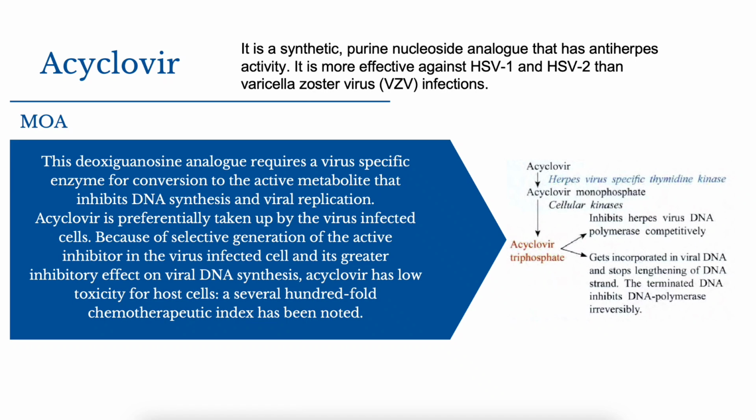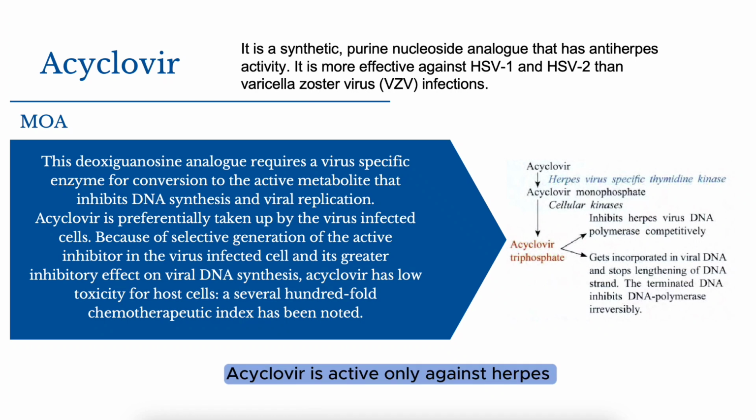This deoxyguanosine analog requires a viral specific enzyme for conversion to the active metabolite that inhibits DNA synthesis and viral replication. Acyclovir is preferentially taken up by the virus infected cells. Because of selective generation of the active inhibitor in the virus infected cells and its greater inhibitory effect on the viral DNA synthesis, acyclovir has low toxicity for host cells. A several hundredfold chemotherapeutic index has been noted.